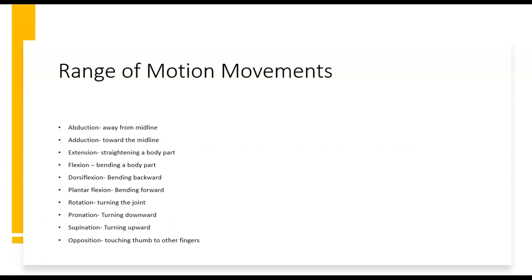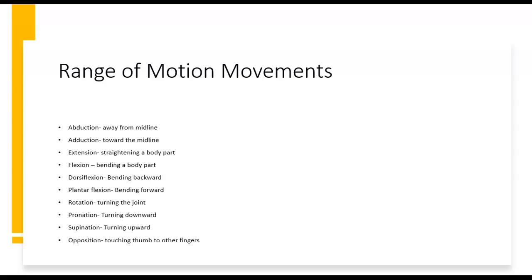Range of motion movements. Abduction is away from the midline. Adduction is toward the midline. Extension would be straightening a body part. Flexion is bending a body part. Dorsiflexion is bending backwards. Plantar flexion is bending forward. That's usually pertaining to your foot.